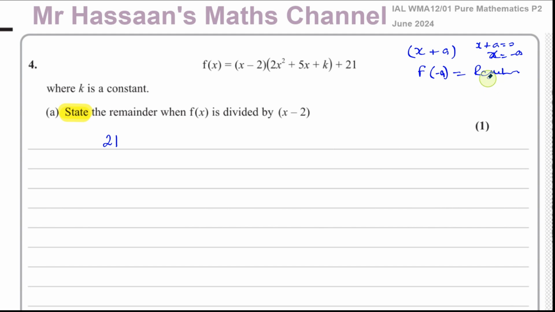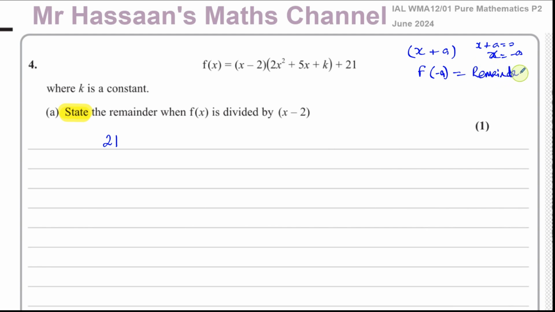Okay, let me just write that with me. So if x plus a is something that's dividing the expression, then the remainder of that division will be given by substituting the value of x that makes x plus a equal 0. In this example that I'm giving, that is minus a. So this gives you the remainder.